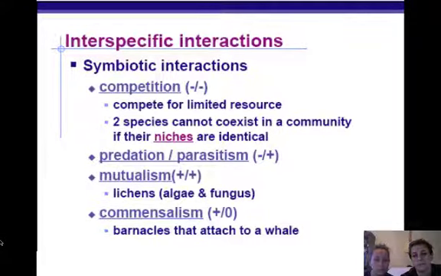So the first one is competition. And what these symbols are going to show you behind each term is if there's two organisms in the situation, if one is benefiting, one is being harmed, or in this case, if both can be harmed. So competition is when two organisms or two species cannot coexist in a community if their niches are identical. All right, this is when they compete for a limited resource. So this would be two different organisms living in an environment together and they both eat the exact same food, would be an example of competition.